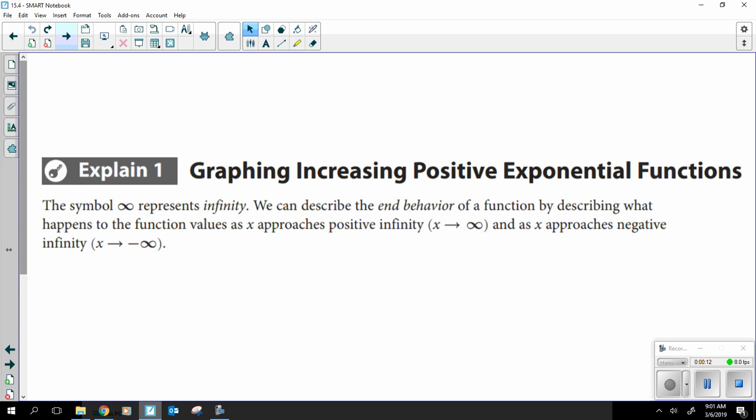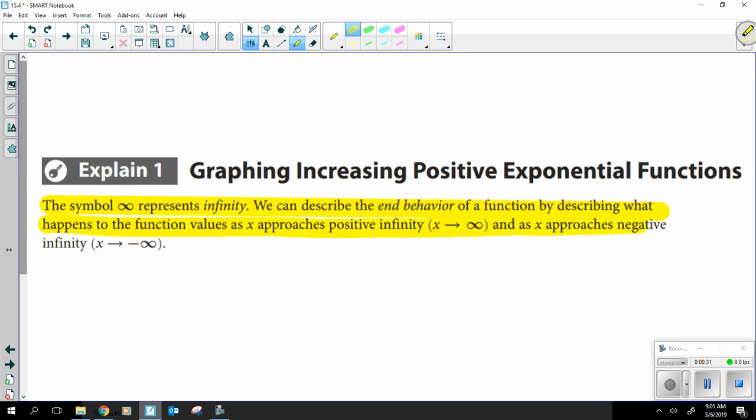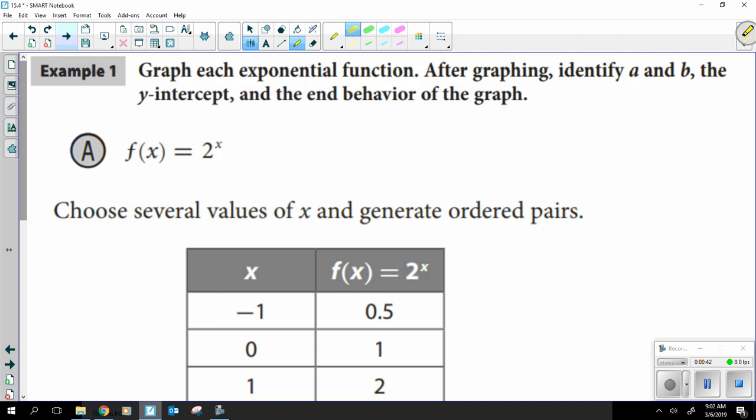All right, the symbol infinity represents infinity. We all know what that is. We can describe the end behavior of a function by describing what happens to the function values as x approaches positive infinity and as x approaches negative infinity. Okay, and this is what that means. So go ahead and write that. And that symbol in the parentheses really does mean as x approaches infinity, and that other one is as x approaches negative infinity. And we'll be using that quite liberally through this lesson.